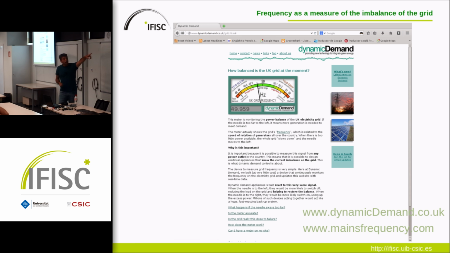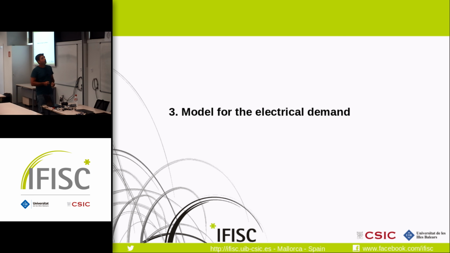Before going to the demand, the frequency is the key issue here. You want to have the frequency at 50 Hertz, and the frequency is a proxy of the balance between production and consumption. If production is larger, frequency increases. If production is lower than consumption, frequency decreases. So all the control goes around the frequency. You monitor the frequency and then you respond accordingly, and that's what the primary and secondary control does.